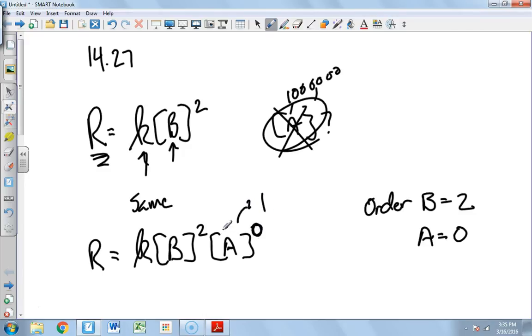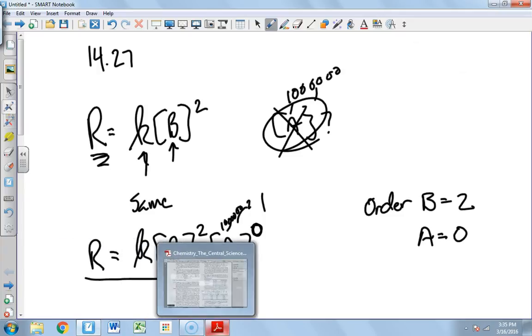So like our example up here, we could have this 1,000,000 times that. If we raise it to the 0, it's still 1, and then this is our rate constant. So if we wanted to know the orders from our rate equation, the order with respect to B is 2, and the order with respect to A is 0.